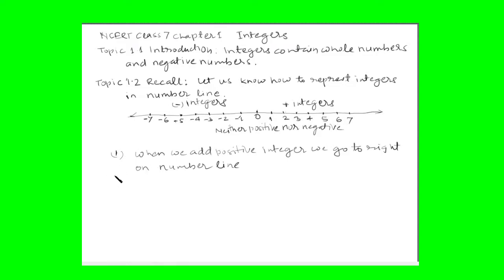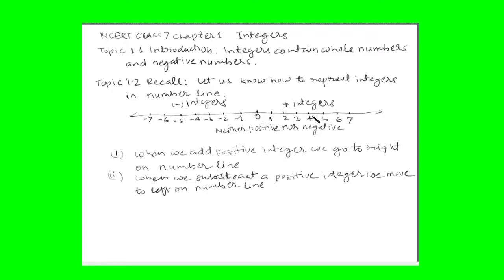Then the second rule: when we subtract a positive integer, we move to the left on the number line. Now if we have the number 5 and we subtract 2 from it, we get 3. So 3 is on the left of 5. This way, if we subtract 3 from 4, we will get 1, and 1 is on the left of number 4.